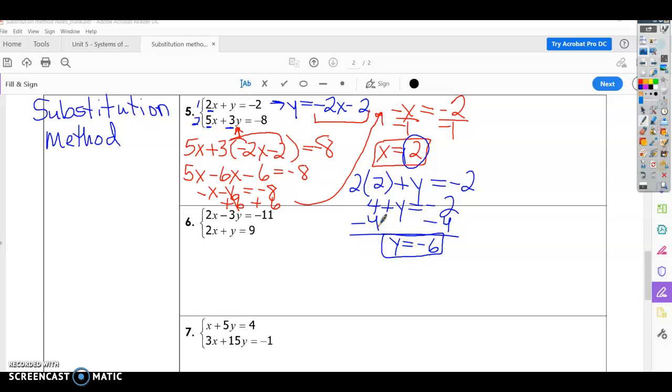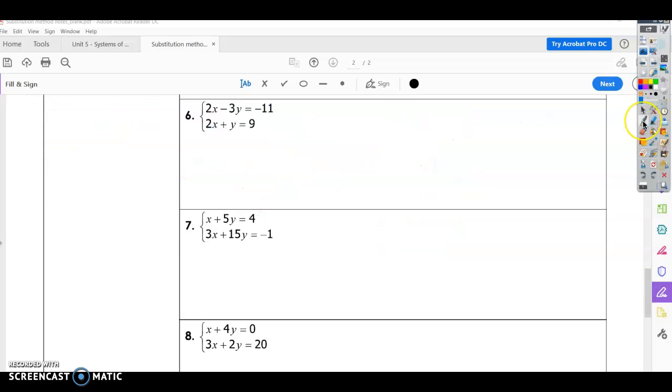All right, once I have both my x and my y, that's my ordered pair, x, comma, y. And then I need to plug it in and check it. I'm going to leave the checking to you so that we can get a couple more examples done.